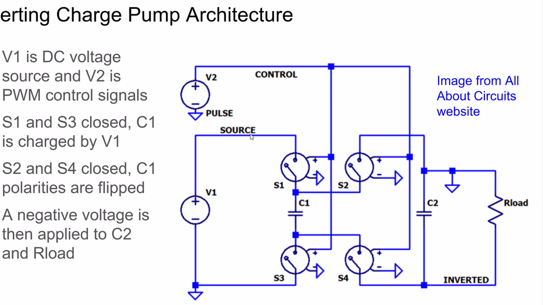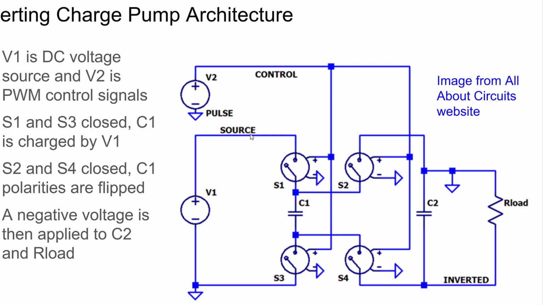Let's start out with the first condition, which is S1 and S3 closed, acting like shorts, and S2 and S4 open. And so with that condition, V1 is connected to C1, and basically C1 will charge up, right, to some voltage level. Then our control system, V2, is going to switch S2 and S4 closed and S1 and S3 open.